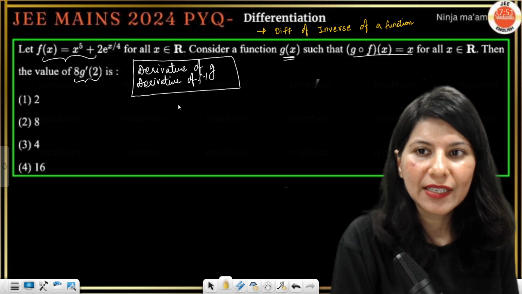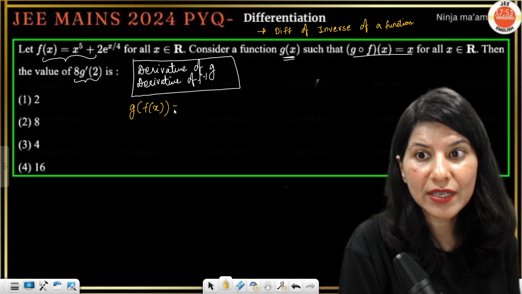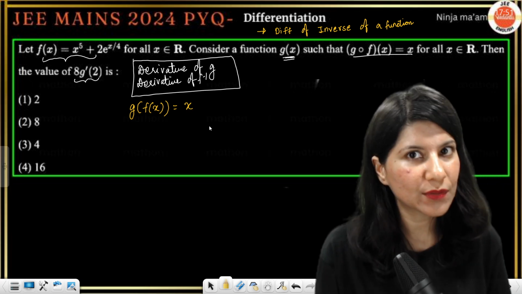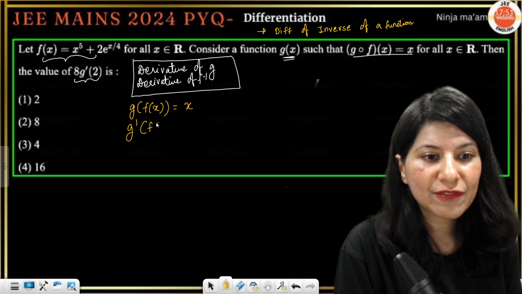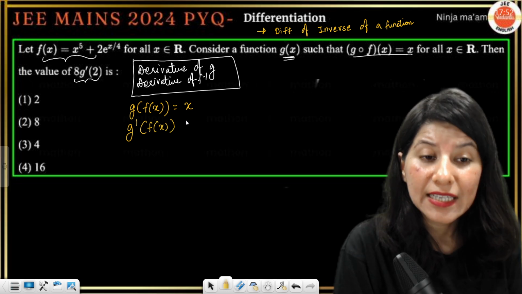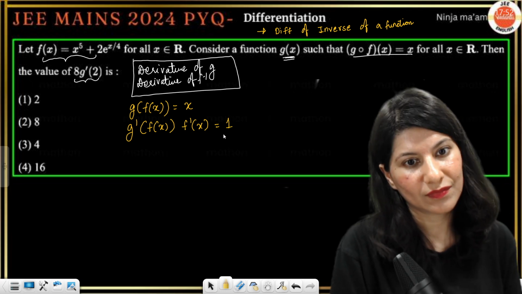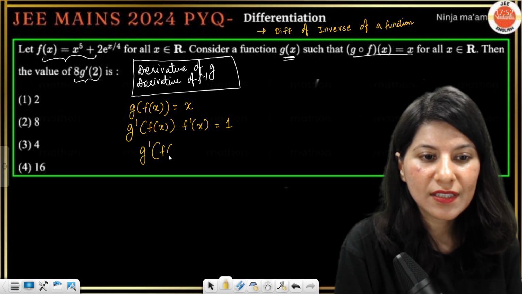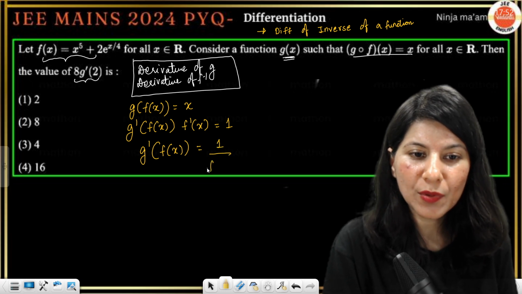So that is the point. How to do it? This I have already told you in the Row series. I hope that you guys are watching the Row series. So write g(f(x)) equals x. Now differentiate using the chain rule. So g'(f(x)) into f'(x) is equal to 1. Correct? Now you're looking for g'(f(x)), which will be equal to 1 upon f'(x).